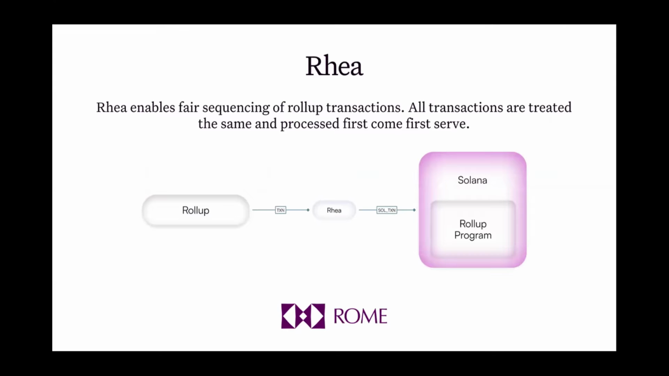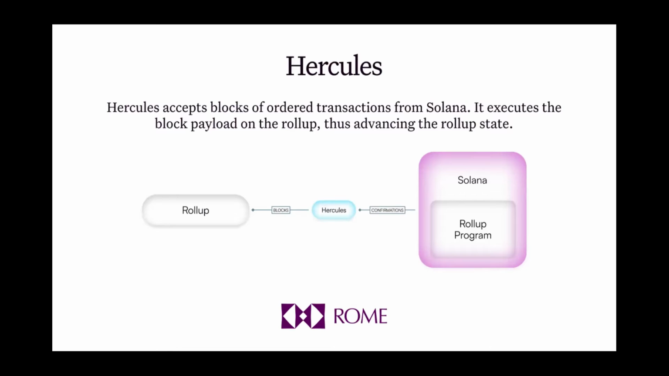RIA enables fair sequencing for rollup transactions. What it does is it picks up transactions from the mempool and submits them to Solana. This is our unique technology that picks up transactions and converts them to Solana transactions. And this is Hercules. After all the transactions are sequenced on Solana, it transfers all those blocks to the final rollup, whether it's Bitcoin, Sovereign rollups, Ethereum, or Cosmos. So it sends back to each of those rollups.